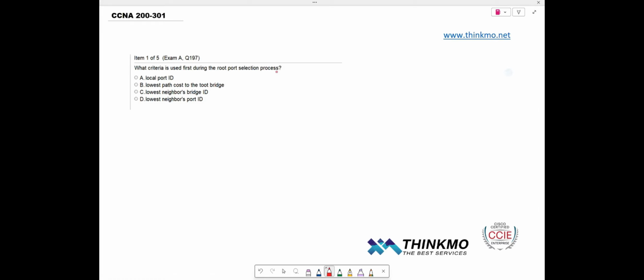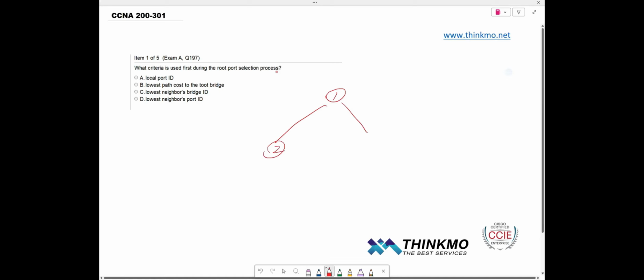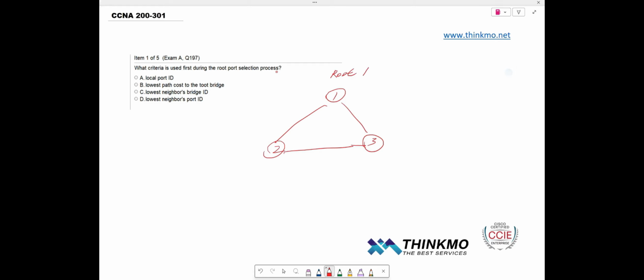For the root bridge election, well, not the root bridge, but the root port election process, this 2P port. In what situation is this 2P selected during the election process? For example, here we have 1 and 2. Third, we need to select a root bridge between these 3 devices. Then, for example, let's assume that device 1 is elected as a root bridge.